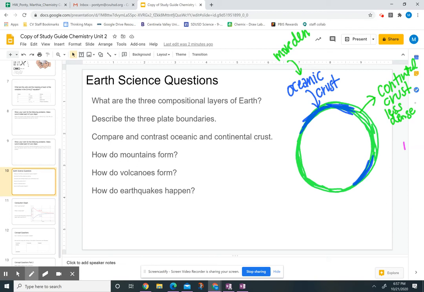Next thing is, the next layer that we have is the mantle. Now, the mantle is pretty much our thickest layer of Earth. So this is the mantle, and I'm going to label all of these for you.